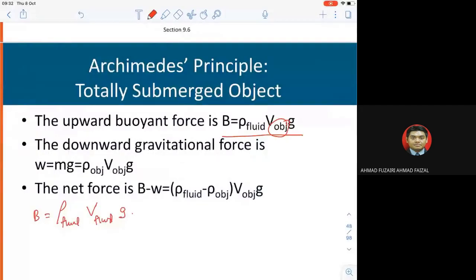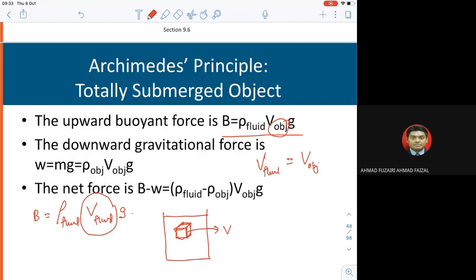In order to get the volume of the fluid, you should remember that the volume of the fluid displaced is equivalent to the volume of the object. So let's say you have a cube object entering some fluid, a totally submerged object. If you want to get the volume of the fluid displaced, how can we calculate it easily? By using the shape of the object. The shape of the object is a cube, so we can calculate the volume of the object, which is also considered the volume of the fluid.